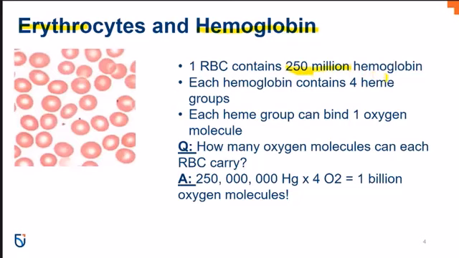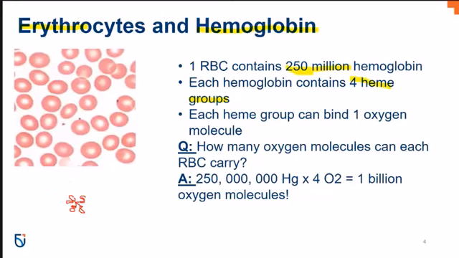Now, each of these hemoglobin molecules contains 4 heme groups. So we can say that on each hemoglobin, there are 4 regions that will be able to carry oxygen. It won't be pretty, but I'm going to try to draw it out here. So let's say this entire structure here is hemoglobin. So this is one hemoglobin, and we know there are 250 million hemoglobin found on each red blood cell. So here's one hemoglobin. Each hemoglobin has 4 heme groups.